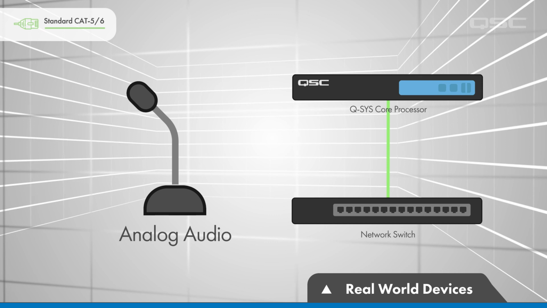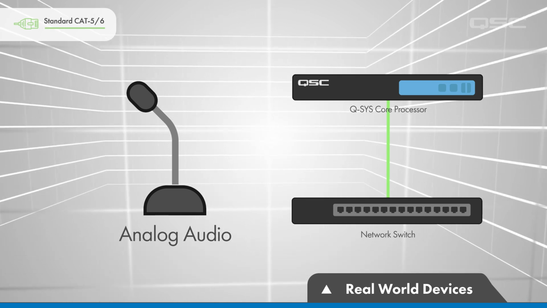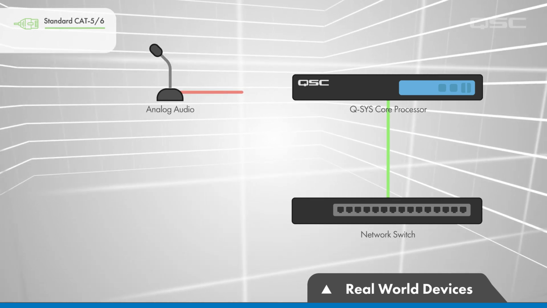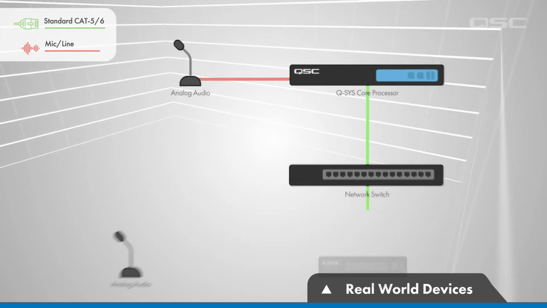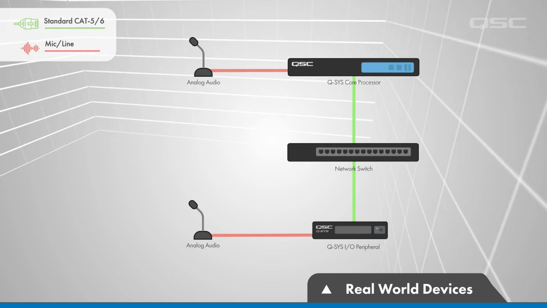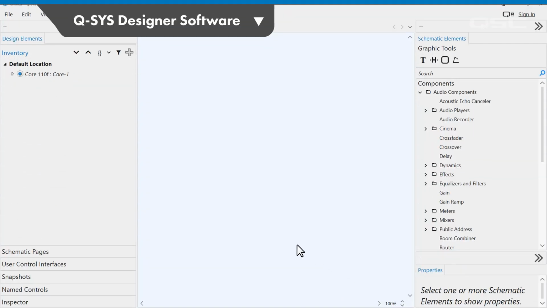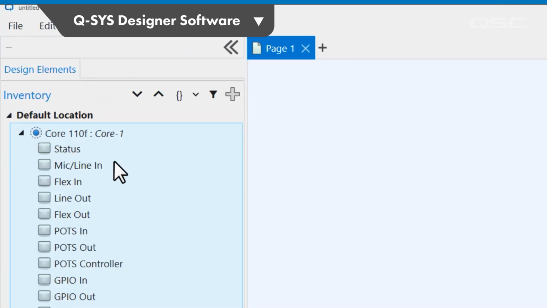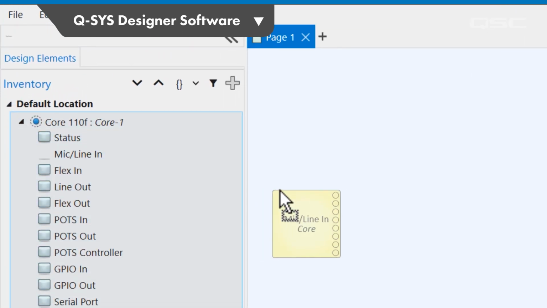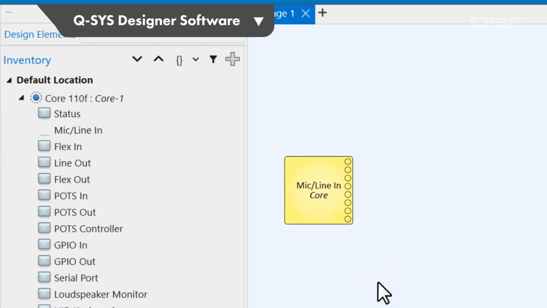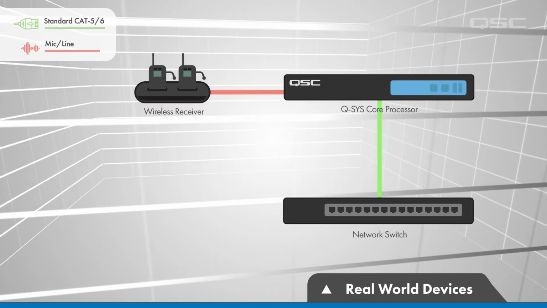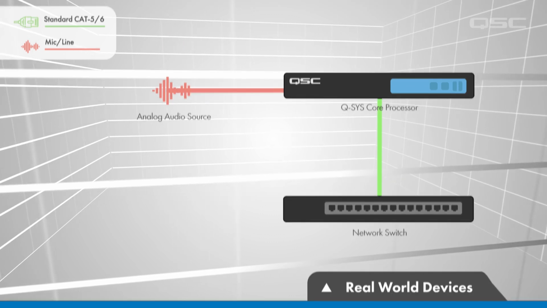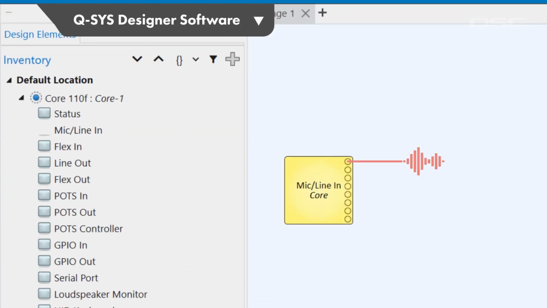Let's add some analog audio to this design. In the real world, audio sources can be physically wired to any audio input, which can be found on some core models or on a peripheral device, which we'll talk about momentarily. In the software, those physical analog audio inputs are represented by mic line in components associated with that device. There's no need to represent the audio source itself in QSys. QSys doesn't care if it's a microphone or a media player or anything else. It just cares that audio is entering the QSys environment via this input channel.